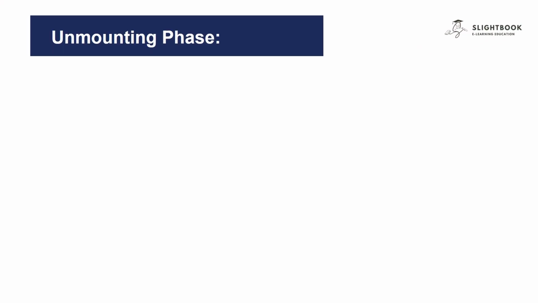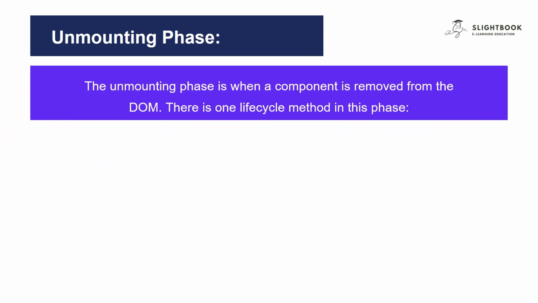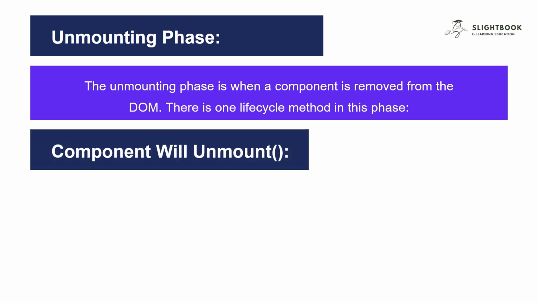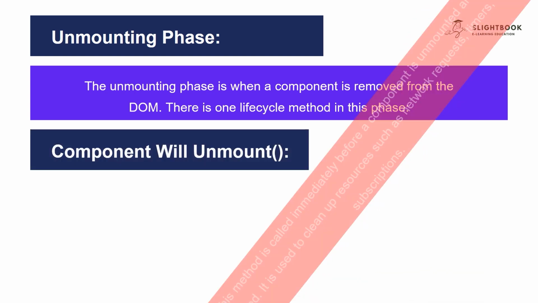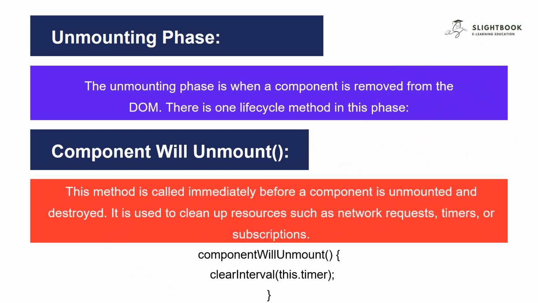Unmounting phase. The unmounting phase is when a component is removed from the DOM. There is one lifecycle method in this phase. componentWillUnmount function. This method is called immediately before a component is unmounted and destroyed. It is used to clean up resources such as network requests, timers, or subscriptions.